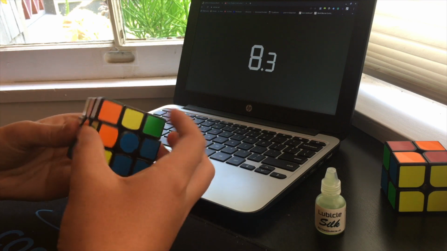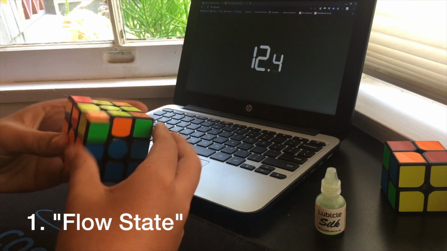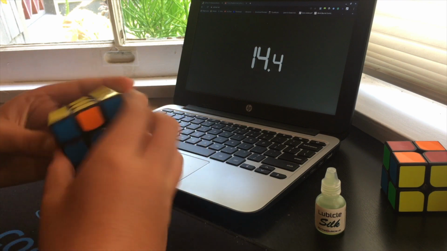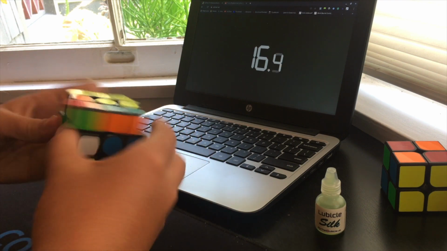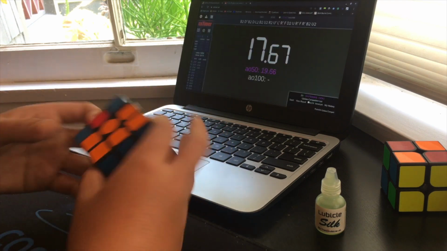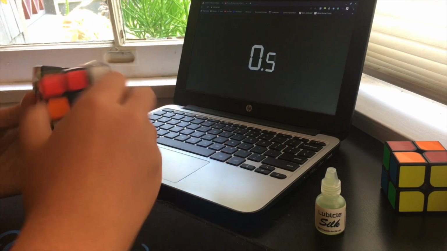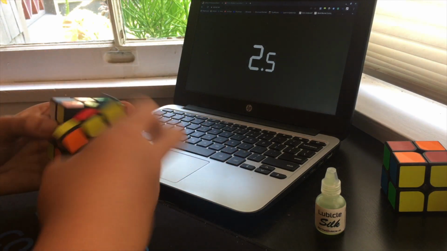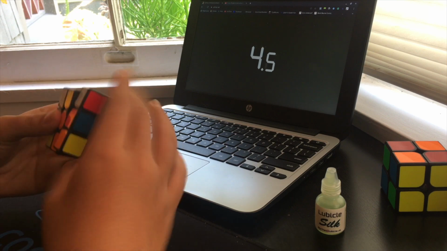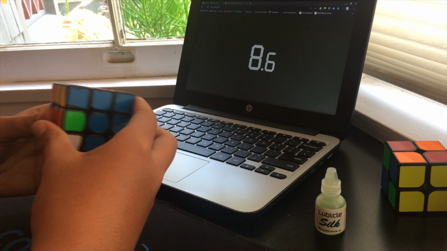Now the first thing I'm going to be talking about is being in a flow state. Being in a flow state is when you're extremely concentrated and doing one thing. In this case it's cubing. I find that if I'm extremely focused and not distracted, I tend to do the best in my solves. Now to get into this state, I usually just try to block out any distractions, maybe put on some music, and just focus on my cubing.